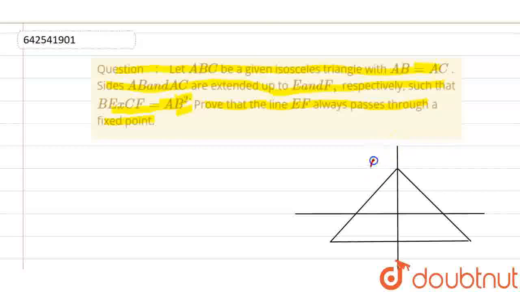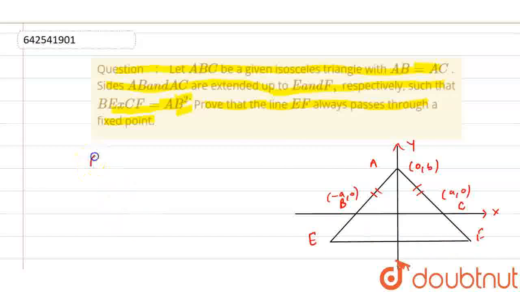So let this be the isosceles triangle ABC, and we know that in an isosceles triangle AB is equal to AC. This point is on the y-axis and these are on the x-axis. So this point is (0, b), this point is (a, 0), and this is (-a, 0). It was given that AB and AC are extended up to E and F, so this point is E and this point is F.